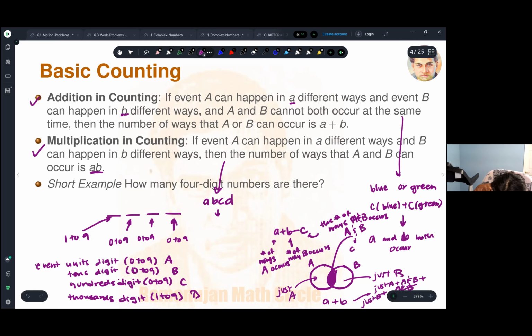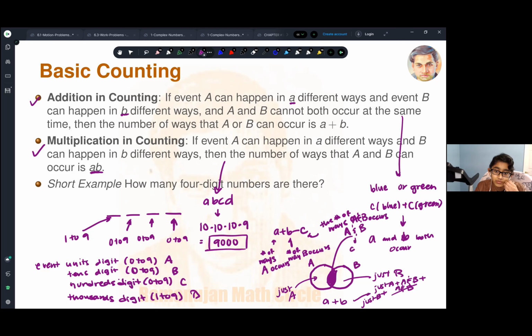And the number of ways that you can get the units digit to be a 0 through 9, there are 10 ways to do so because either 0, 1, 2, 3, 4, 5, 6, 7, 8, or 9. So similarly, lowercase b would be 10, lowercase c would be 10 as well. The thousands digit being 1 through 9 is only 9 possibilities, so that's 9. So as a result, our total is 9,000. So there are 9,000 4-digit numbers.